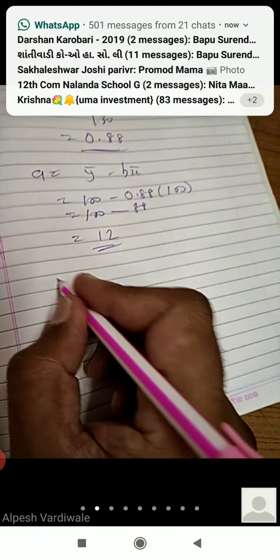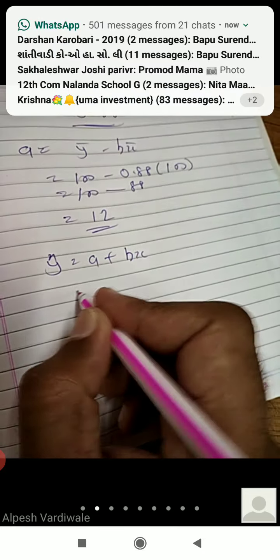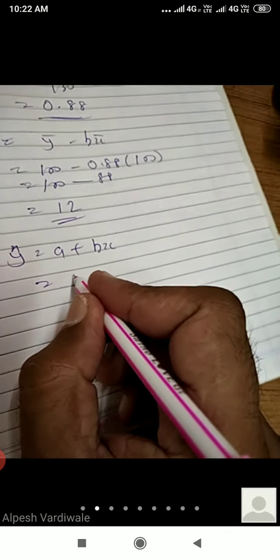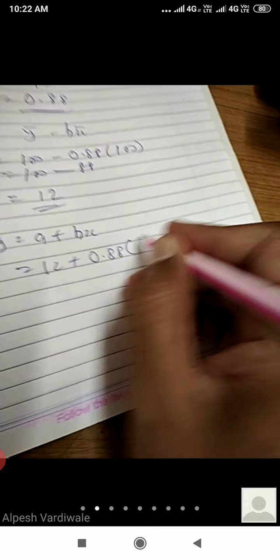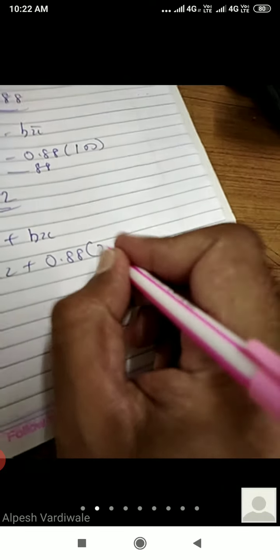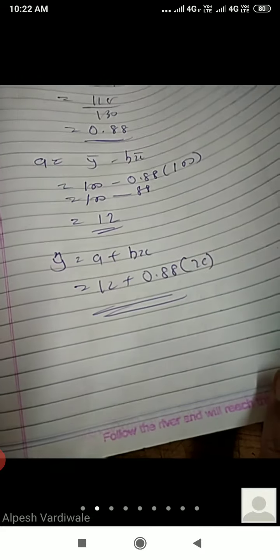So y cap equals to a plus bx. Okay. So a की वैल्यू क्या है? 12 है. b की वैल्यू क्या है? 0.88 है. और x की वैल्यू नहीं दी है, so just put here the regression line y cap is equal to a plus bx. Okay.